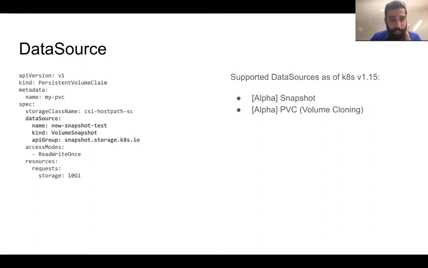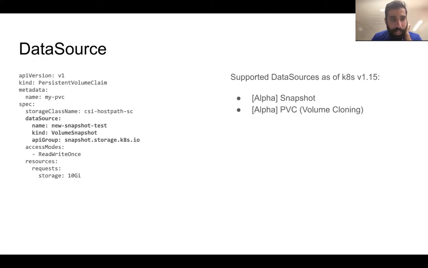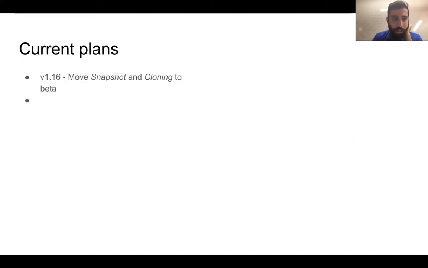Now for the immediate term, we are planning to move both snapshots and cloning to beta. And in doing so, we're going through and reviewing the API for both snapshots and cloning. And one of the things that's come up is this data source API, and is this the way that we want it to look going forward?